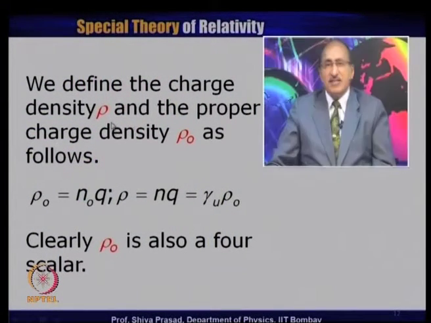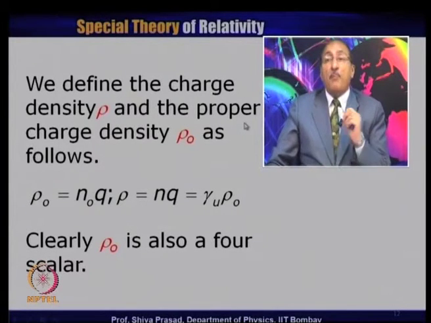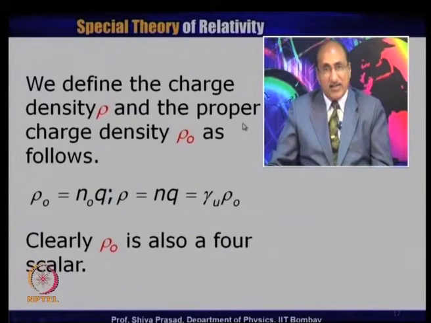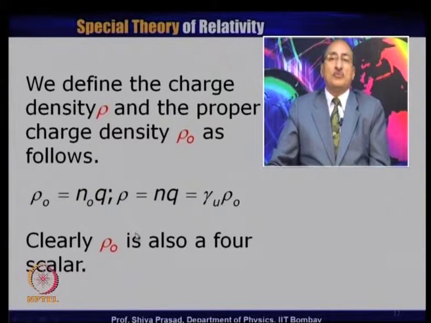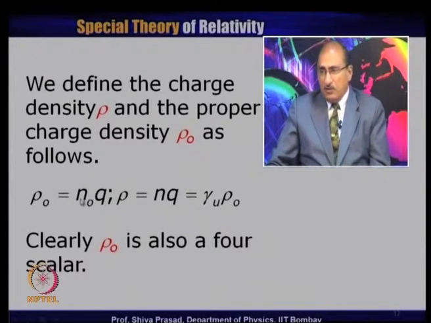So we define the charge density rho, and like we have defined a proper number density, we can define a proper charge density rho naught as follows. Rho naught is the proper number density multiplied by charge. Similarly, the charge density in a particular frame is the total number density as seen in that frame multiplied by q. So rho is equal to nq, and rho naught, the proper charge density, is n naught q.